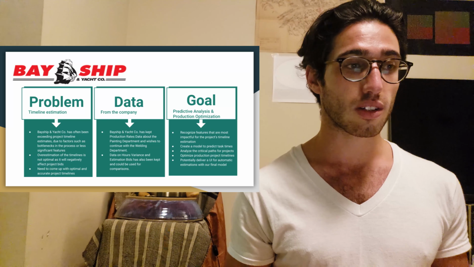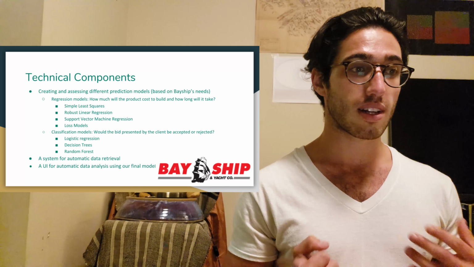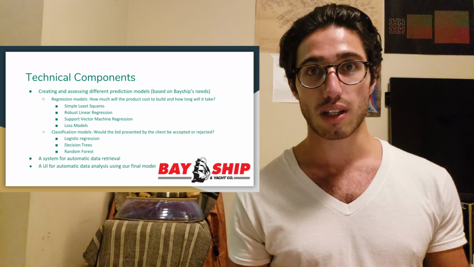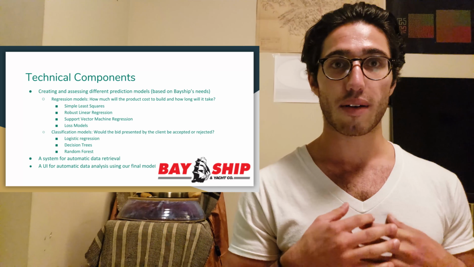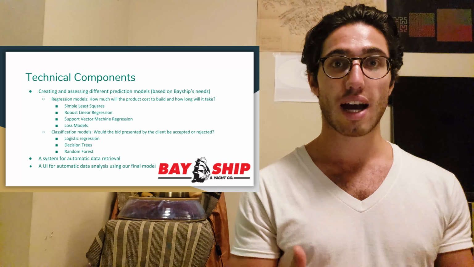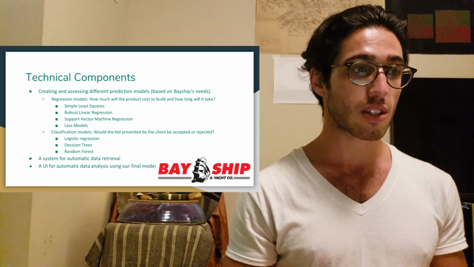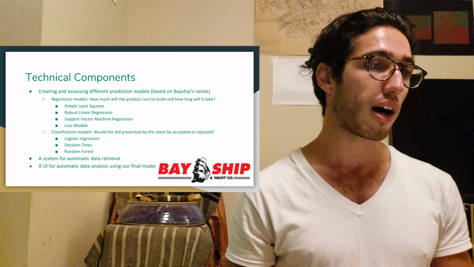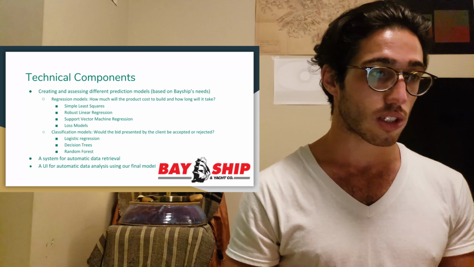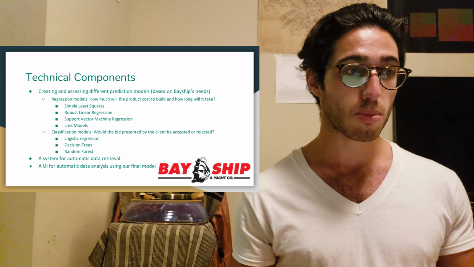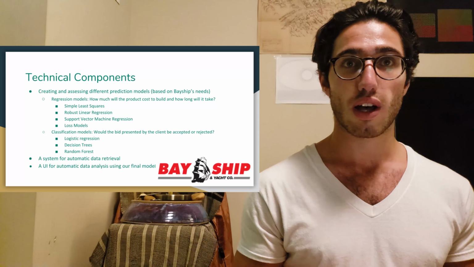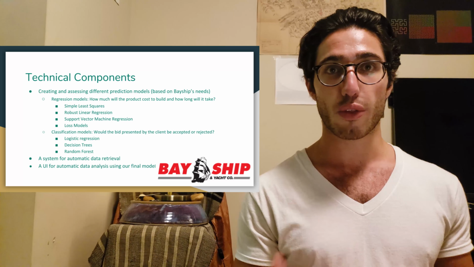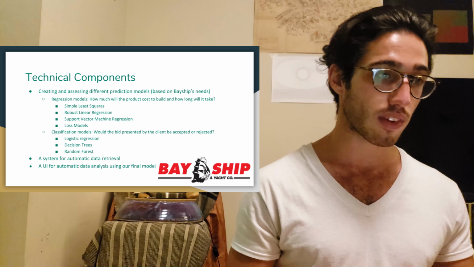So that brings us to our technical components. We want to create and assess different prediction models based on Bay Ship's needs. We want to take a design thinking approach and give them what they need and will be easiest for them to use. For example, if we're using regression models, we might ask the question, how much will the product cost to build and how long will it take? We could use simple least squares, robust linear regression, or support vector machine regression. We will have to go through the data, assess the different models, and see which ones work best.